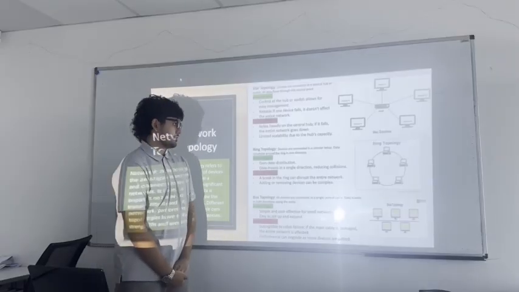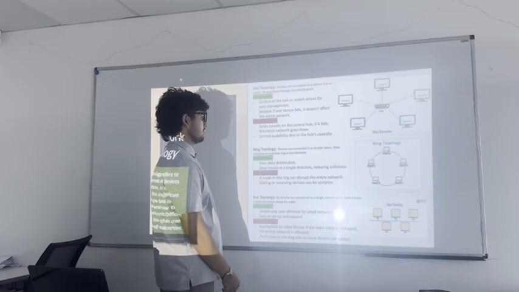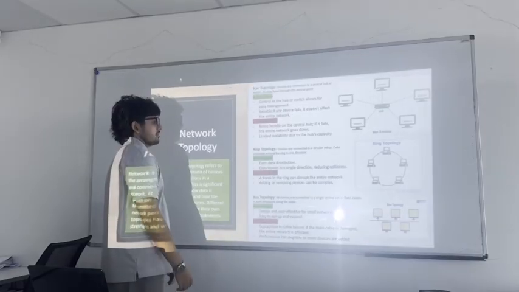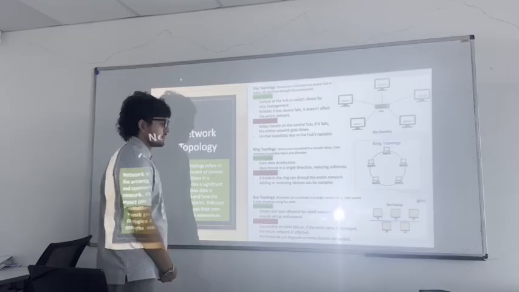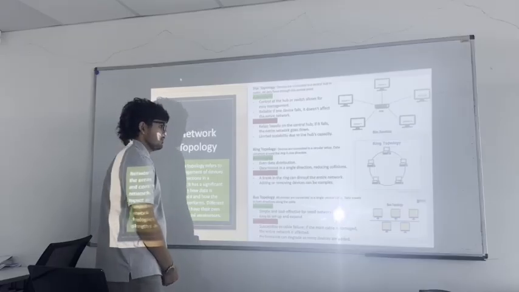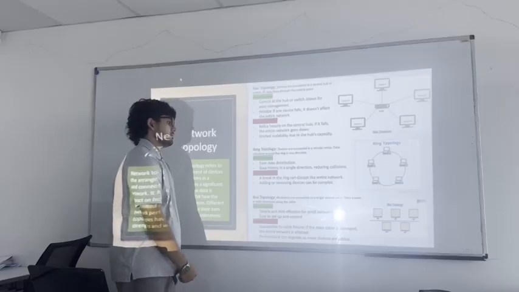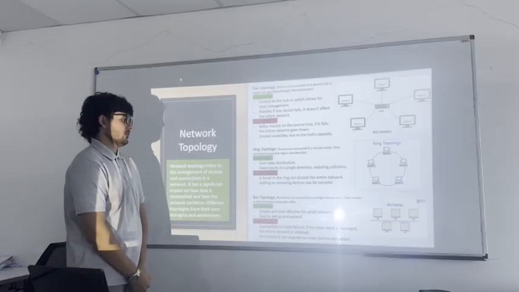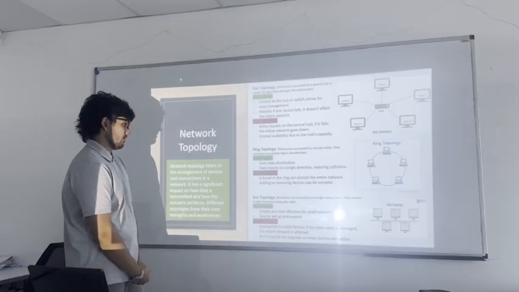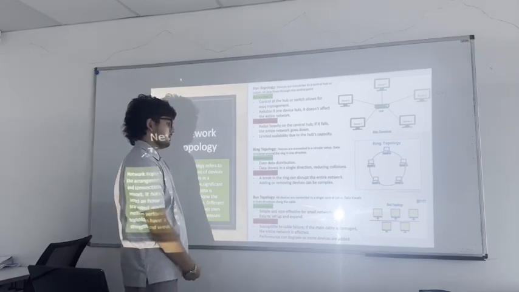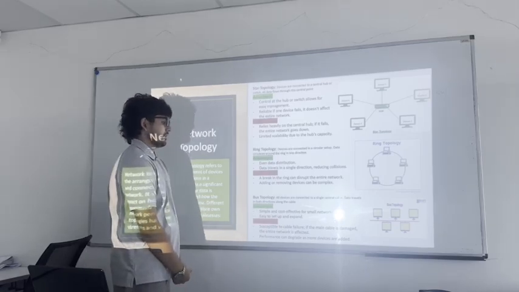Moving on to ring topology, we can see that all devices are connected in a circular setup. Data circulates around the ring in one direction. Advantages of using this topology are even data distribution, and data travels in a single direction, reducing collisions. However, drawbacks are if there's a break in the ring, it can disrupt the entire network. Adding or removing devices can be quite complex.